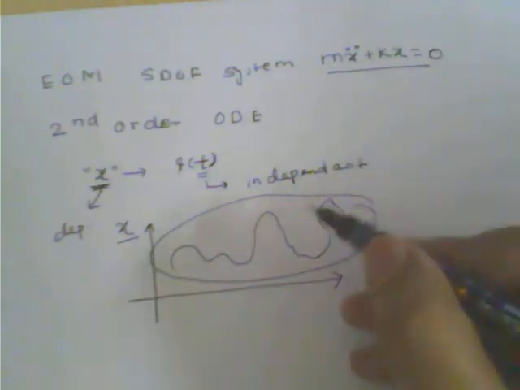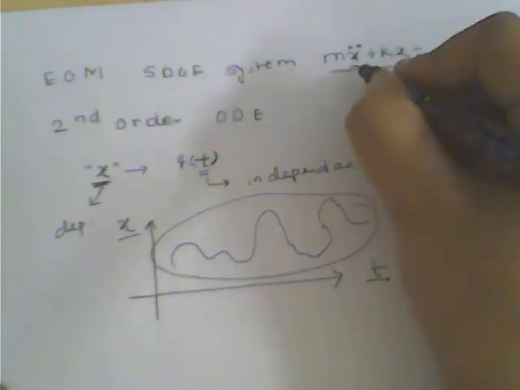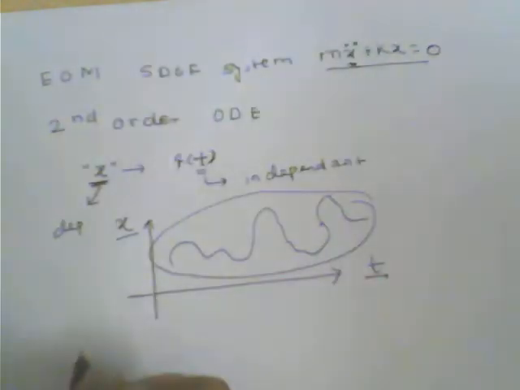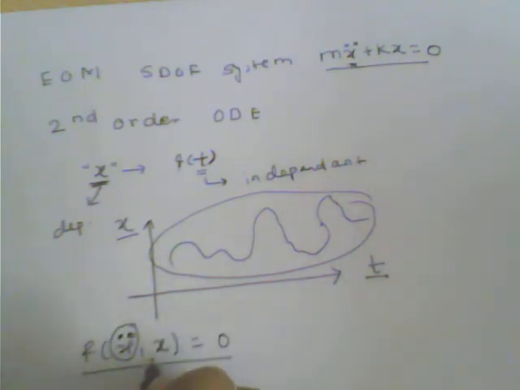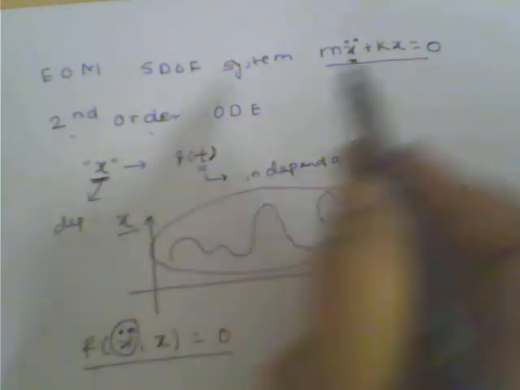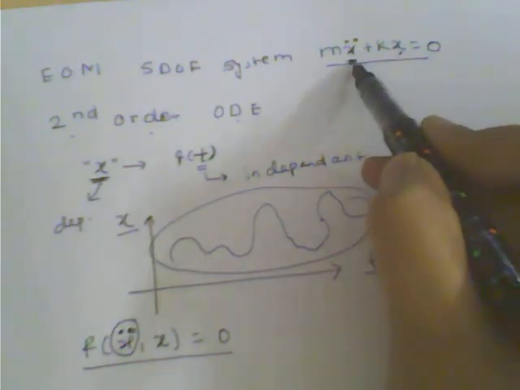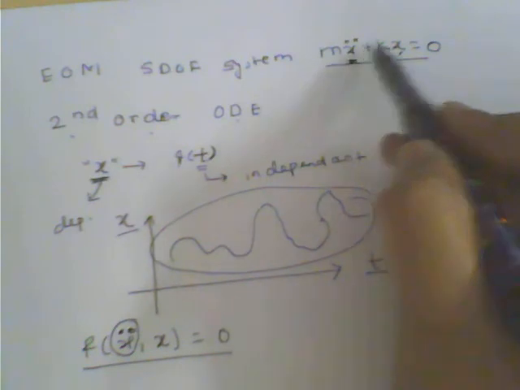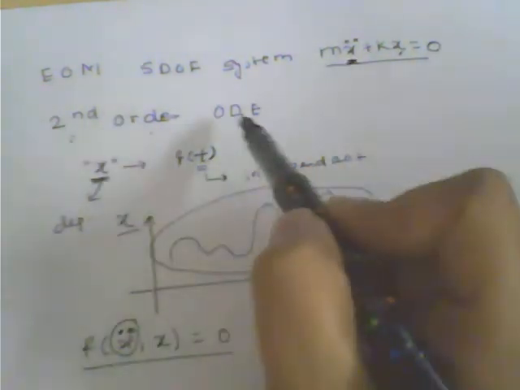However, what we know is that there is a certain relationship between this function and its second derivative. The second derivative is x double dot, which is acceleration. So we have a relationship between the second derivative of that unknown function and the function itself, and the highest derivative appearing in this relationship is second. That's why it is called a second order differential equation.